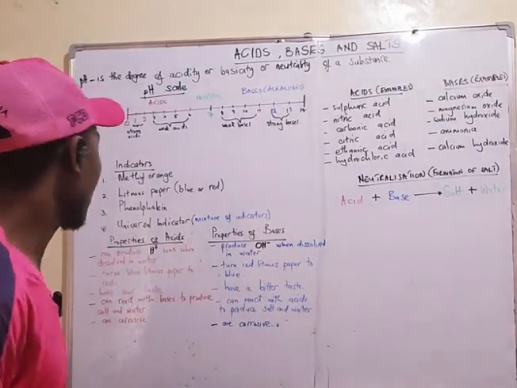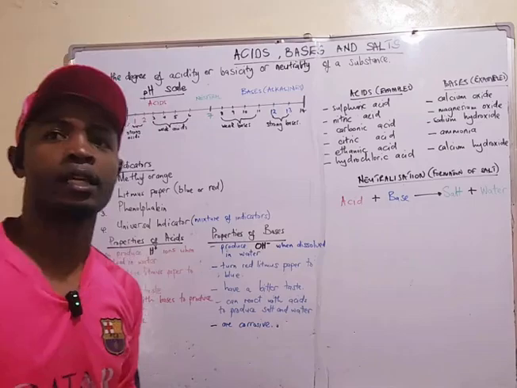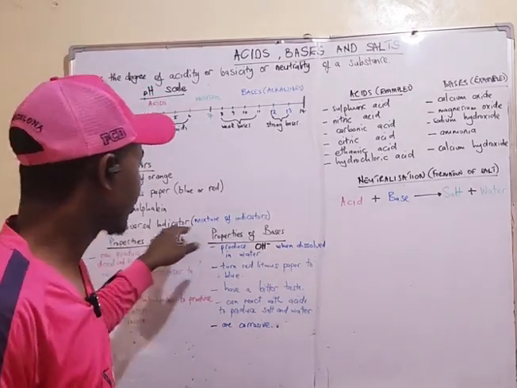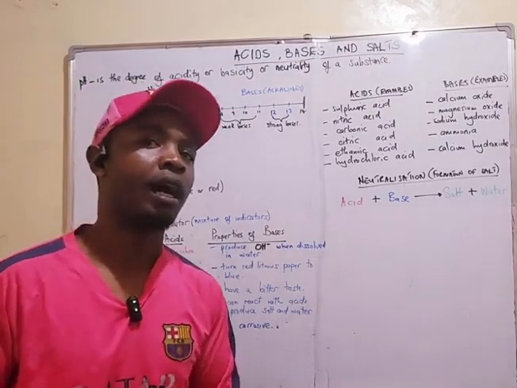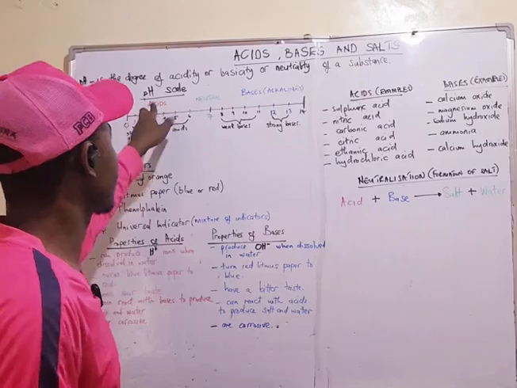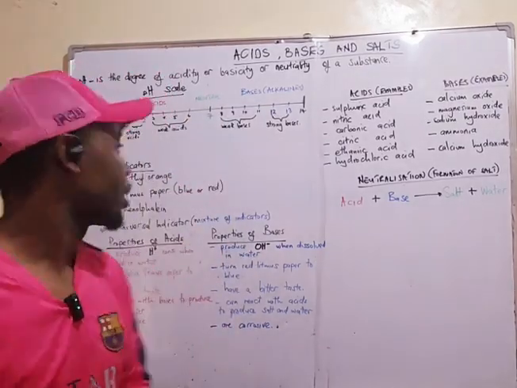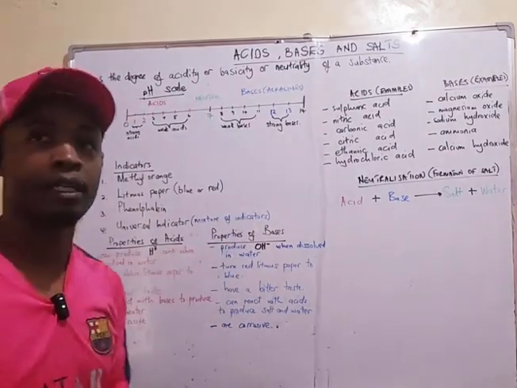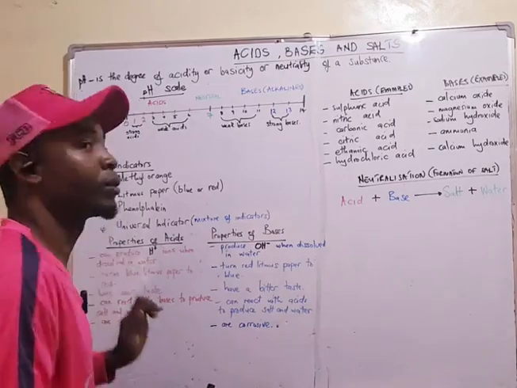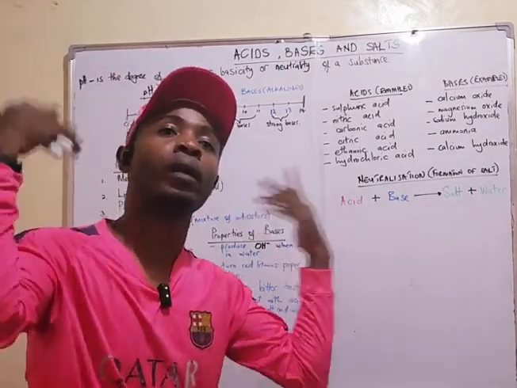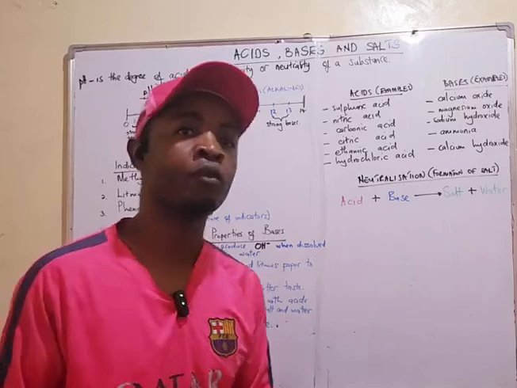Get the sense? Okay, then I have this indicator known as the universal indicator. Most people tend to lack knowledge about how the universal indicator actually works in order to determine if a substance is an acid, a neutral substance, or a base. This is a mixture of indicators, meaning we can combine methyl orange with phenolphthalein and quite a lot of other indicators, and form what we call a universal indicator.